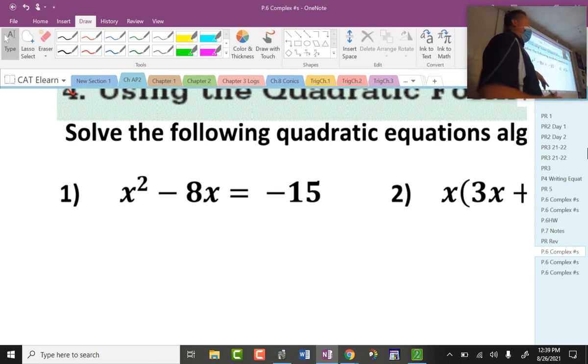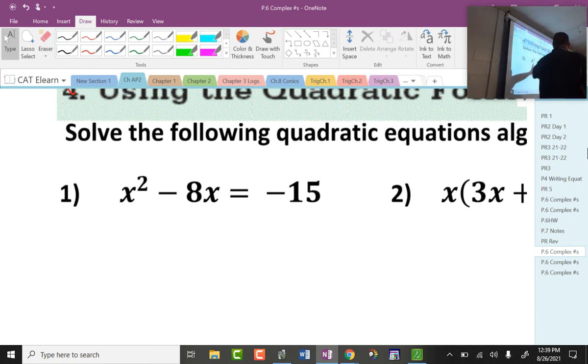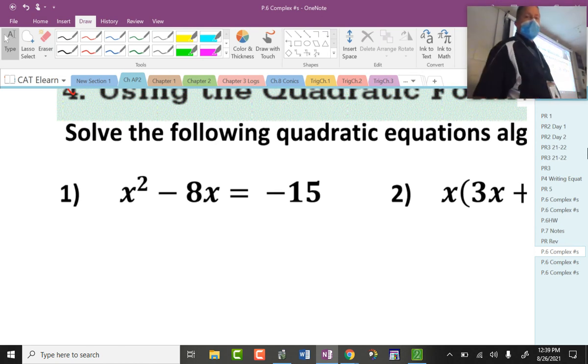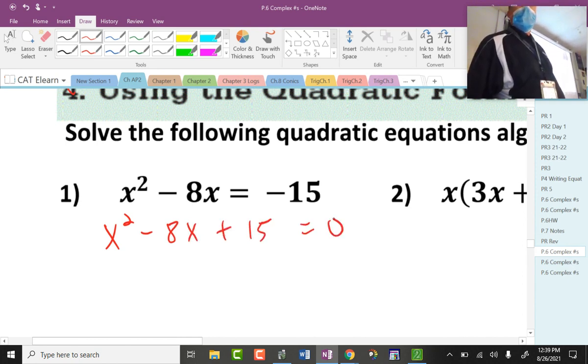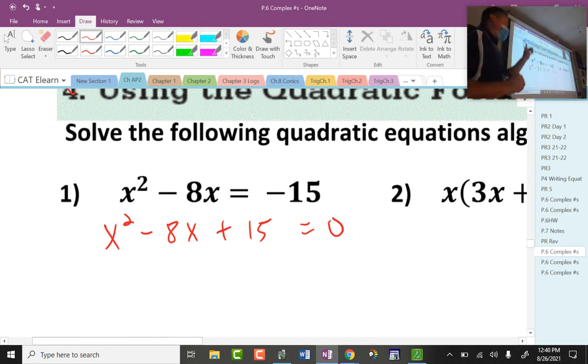You don't want to do what you did with simple solving. You don't want to try to get everything over there. I got an x squared and an x. What you want to do is pull the 15 across. And this is the fast and efficient math student. Can I factor this? And Jennifer, I'm telling you that you can.